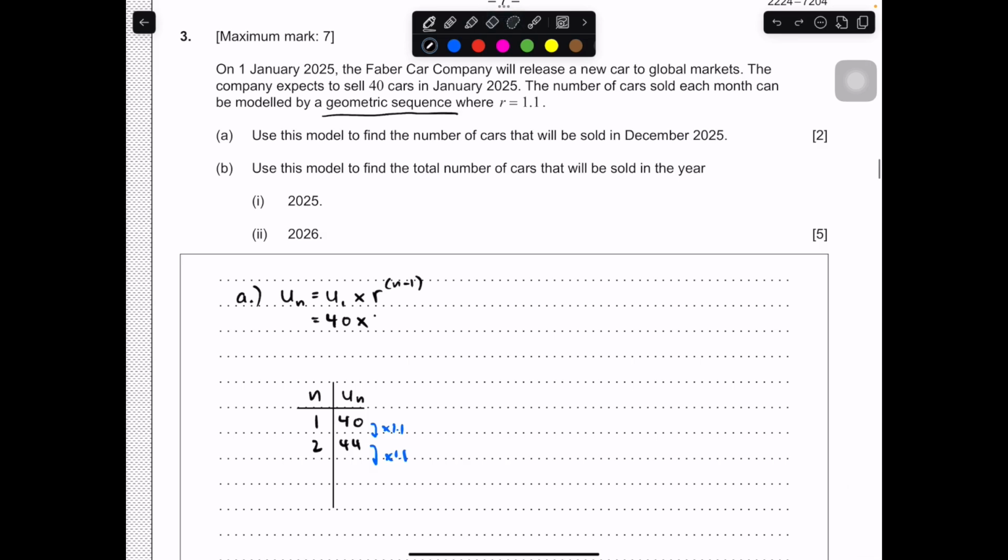U1 times 1.1, and then raised to the power of n minus 1. So in this case, what is n? Well, if January is the first month, the 12th month of the year is going to be December. So let's go 12 minus 1. And I'm going to head to the calculator screen now and work that out.